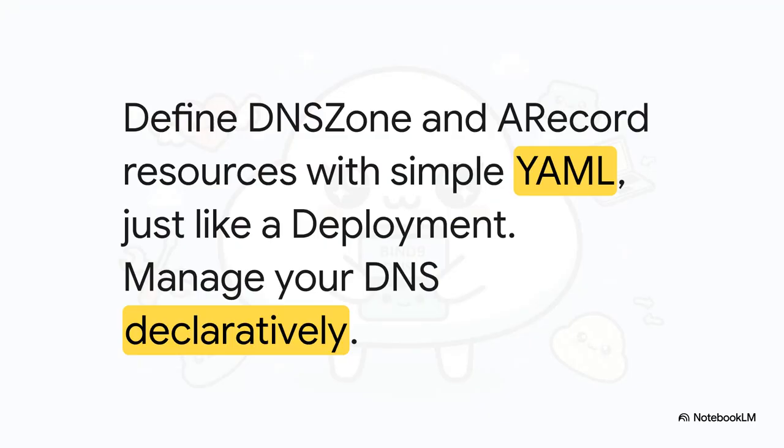And this is what it looks like in practice. This is the magic. Instead of those cryptic zone files, you're just writing simple, clean YAML. You create a DNS zone resource, an A record resource, just like you'd create a deployment or a service. Suddenly, your DNS is readable, it's version controlled, and it's ready to be plugged right into your Flux or Argo CD pipeline. DNS finally becomes a true first-class citizen in Kubernetes.